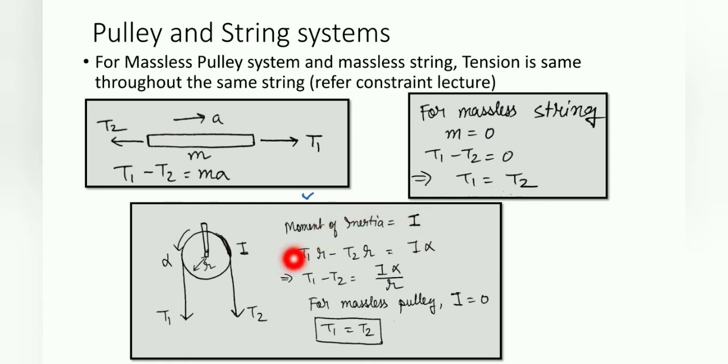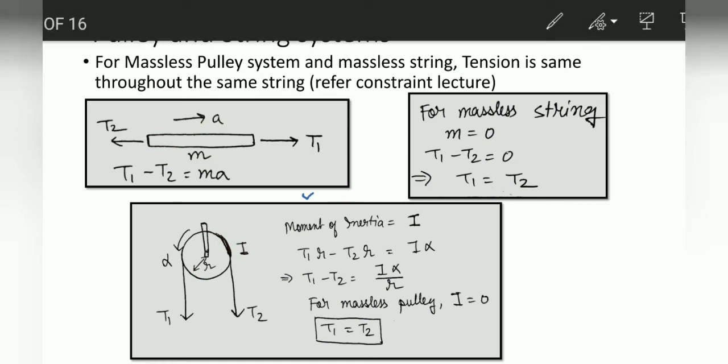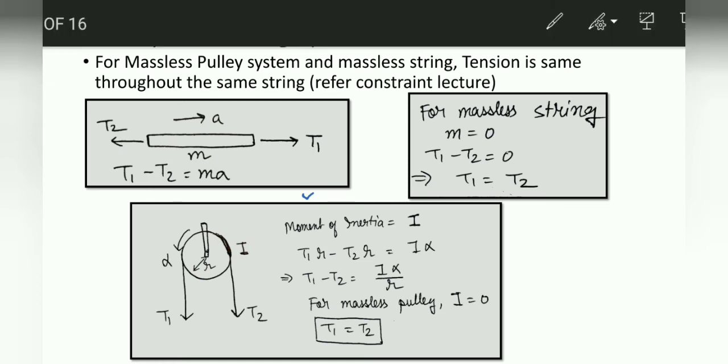Now, what is the net torque? See, due to this tension T1, this torque is anticlockwise, and due to this tension T2, it is clockwise. I am assuming T1 is greater than T2. So the net torque is on this side because this is greater.